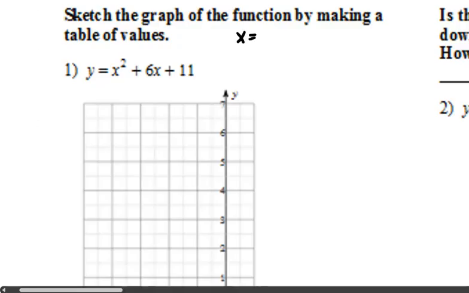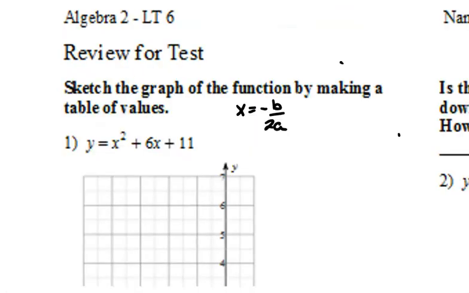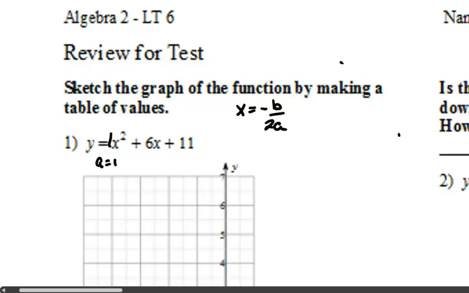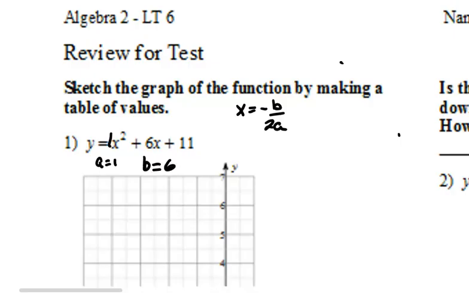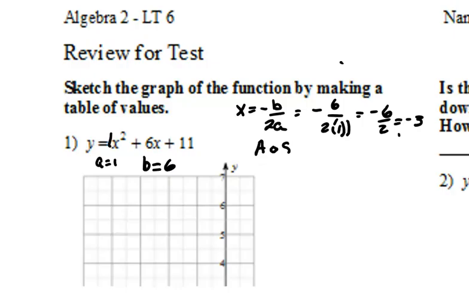So x equals negative b over 2a. So a equals 1, b equals 6. So we have negative b, so it's negative 6 over 2 times 1, which is negative 6 over 2, which is negative 3. So our AOS, or axis of symmetry, is x equals negative 3.